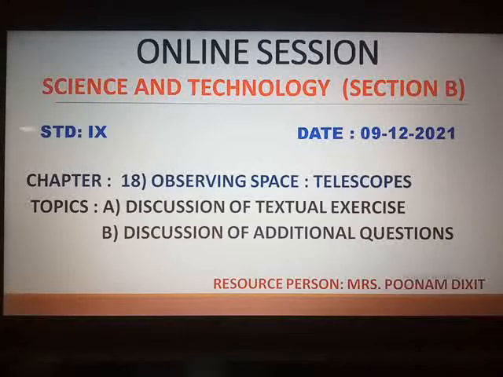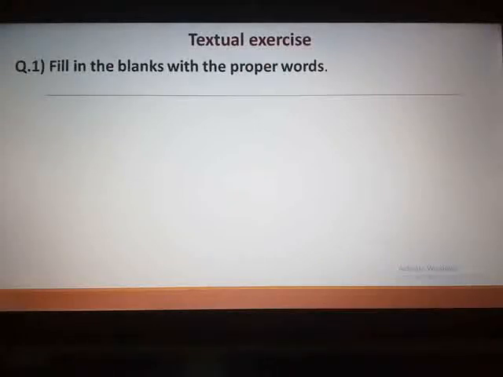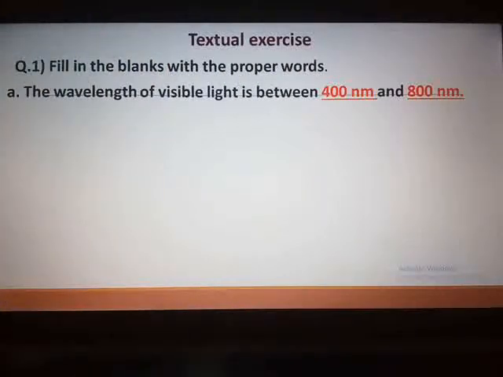All of you are requested to be present with a textbook in your hands and a pencil for marking the answers, and refer to page number 214. Question number 1 is very simple. Fill in the blanks with proper words. First, the wavelength of visible light is between dash and dash. You have seen on the very first page of this chapter, in the last paragraph, they have given the visible range of light, that is between 400 nanometers and 800 nanometers.